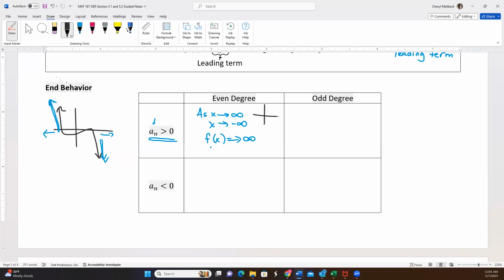You may have an axis there, and then as you go to negative infinity and positive infinity, the y values go to positive infinity also. Now, if we have an even degree function, but your lead term has a negative lead coefficient, then what's going to happen is as x goes to negative infinity and positive infinity, the y value will approach negative infinity. So what that looks like is this.